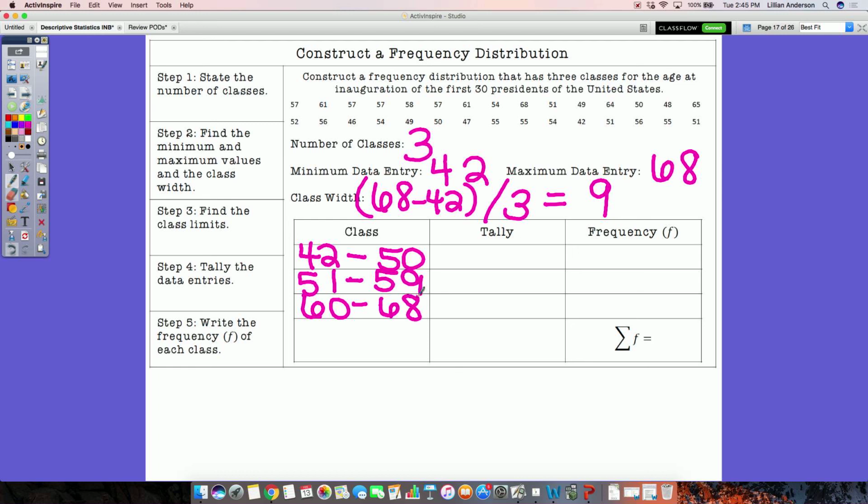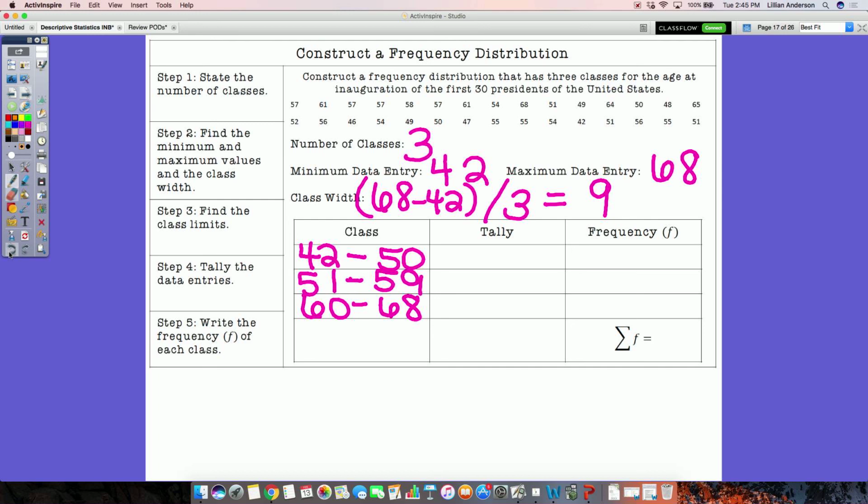You're not adding it to your lower limit. You're literally adding it to the previous upper limit. Where did you get 50? 50 came from this particular value. The upper limit of the previous class is going to have to be 1 below it. It couldn't be 51 because if there was an age of 51 in here, you wouldn't know to put it with the first class or the second class.